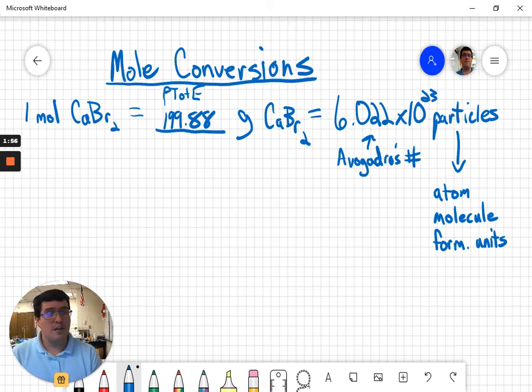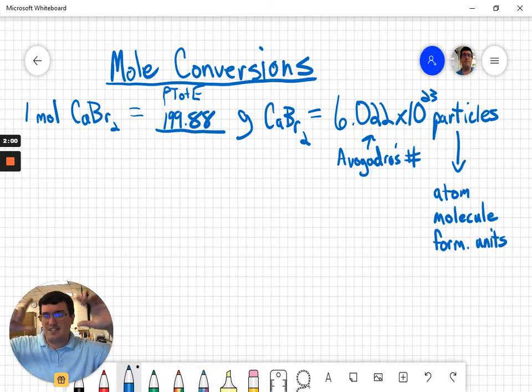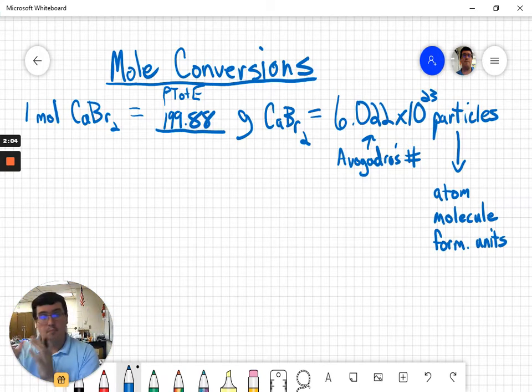So we can use this equality that we have up here to be able to convert from moles to grams, or moles to particles, or particles to grams, or particles to moles, or grams to particles. Whichever way you want to do this, we can convert back and forth between these things. To do that, we're going to do a little bit of factor label.